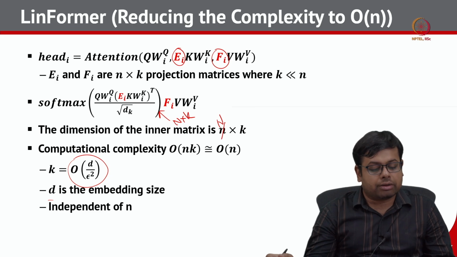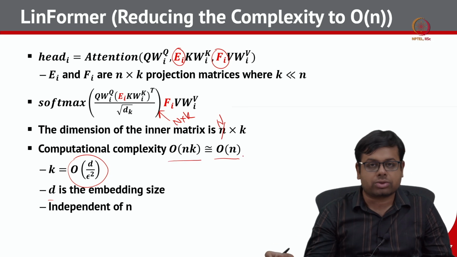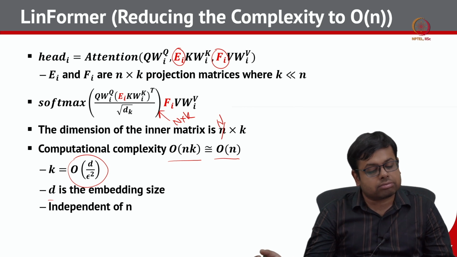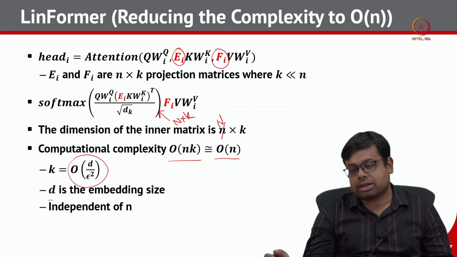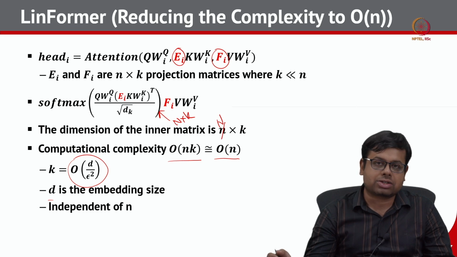So, now if that is the case, that means we can say that this order of nk is almost similar to order of n, right. Now, if we can say that, that means we are reducing the complexity of this matrix multiplication from order of n square to order of n.